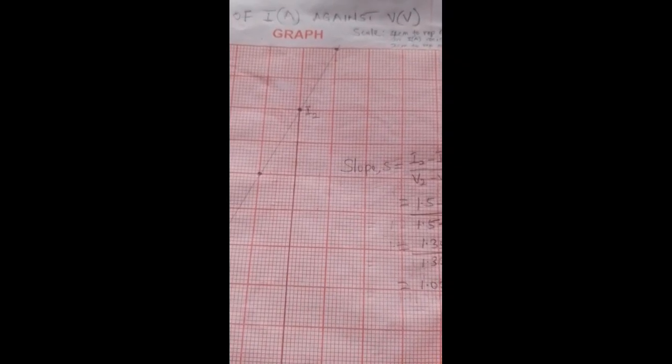Since the top one, the numerator, is current, the unit is ampere. While it is divided by voltage, the unit of voltage is volt. So the unit of your slope will be ampere per volt.